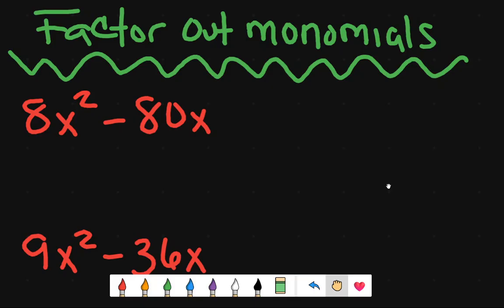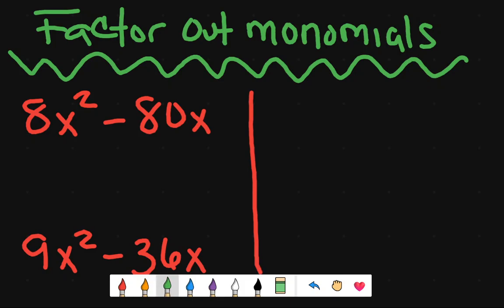So if we look at the first monomial here, we have 8x squared minus 80x. One of the best things to do when you start factoring out monomials is to go ahead and list out the factors. The factors just mean what are the numbers that you multiply together to get that actual number. So if we look at 8, let's list out the factors of 8.